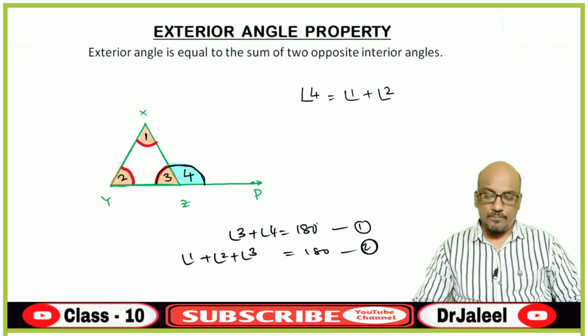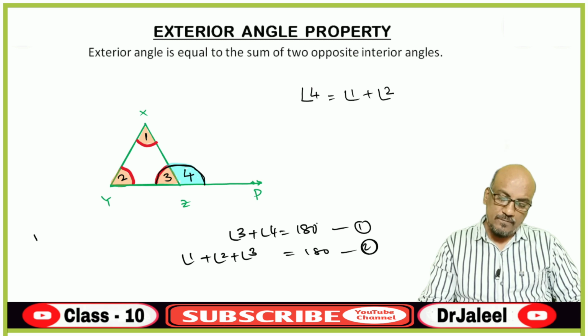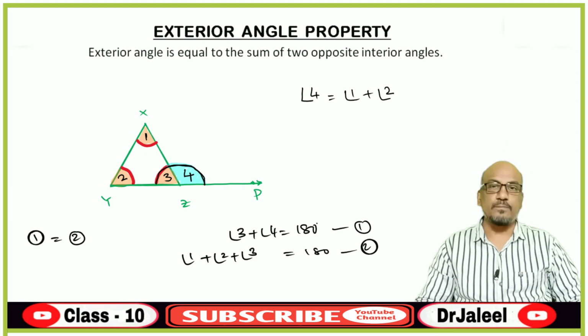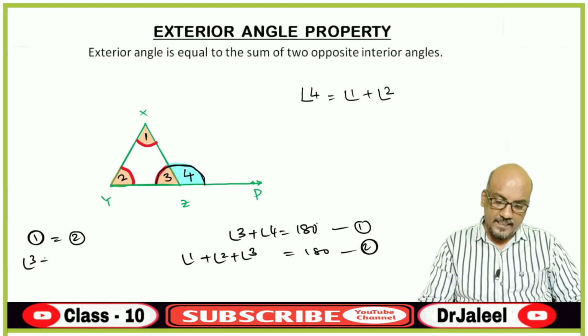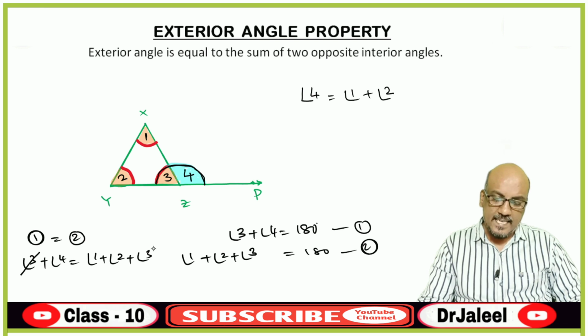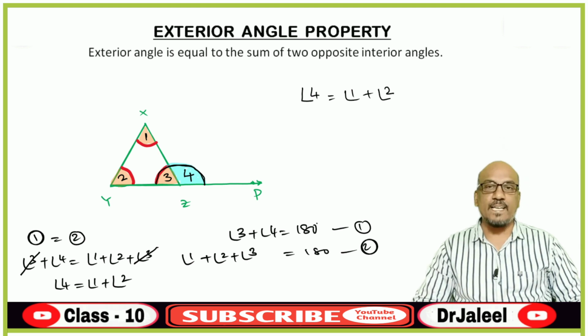So children, now both are equal. In both the cases, you can compare first equation is equal to second equation. Then you can write angle 3 plus angle 4 is equal to angle 1 plus angle 2 plus angle 3. You can cancel this angle 3 on both sides. Then you will get angle 4 is equal to angle 1 plus angle 2. This is how you can have a proof for this property, where we can say that exterior angle is equal to the sum of two interior opposite angles.